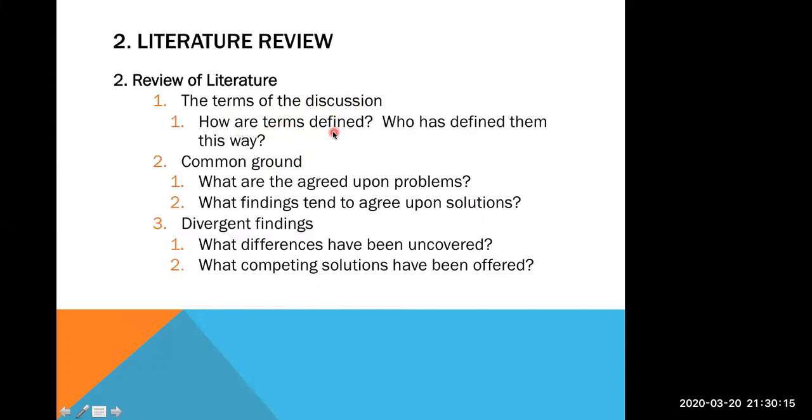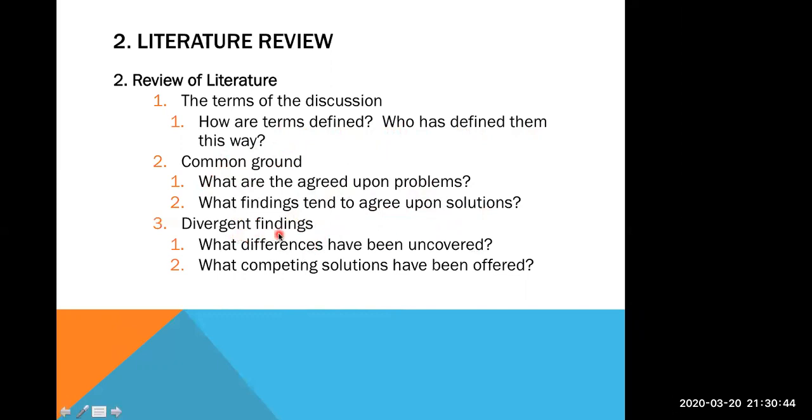How are these terms defined? Who has defined them this way? And also you need to consider the common ground. What are the agreed upon problems? Are there any researchers or previous studies who share the same problem, who share the same studies? What findings tend to agreed upon solutions? Do you think that there are solutions that were set before or shared by some other previous studies?